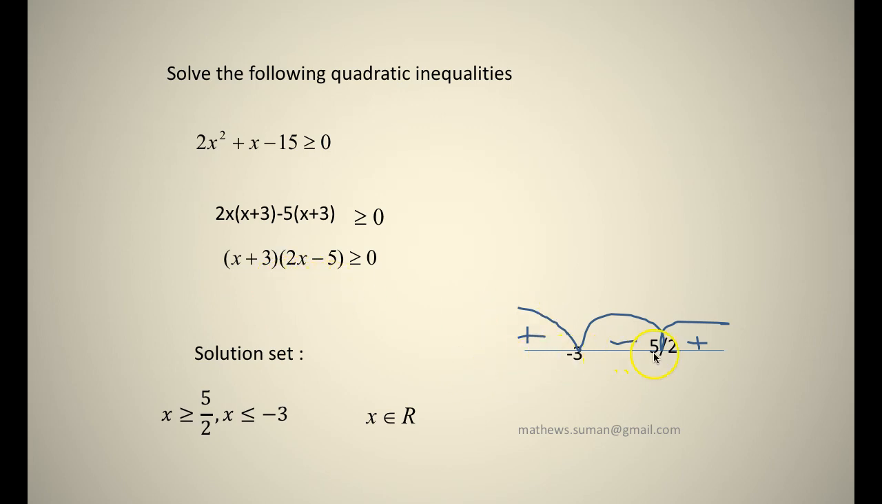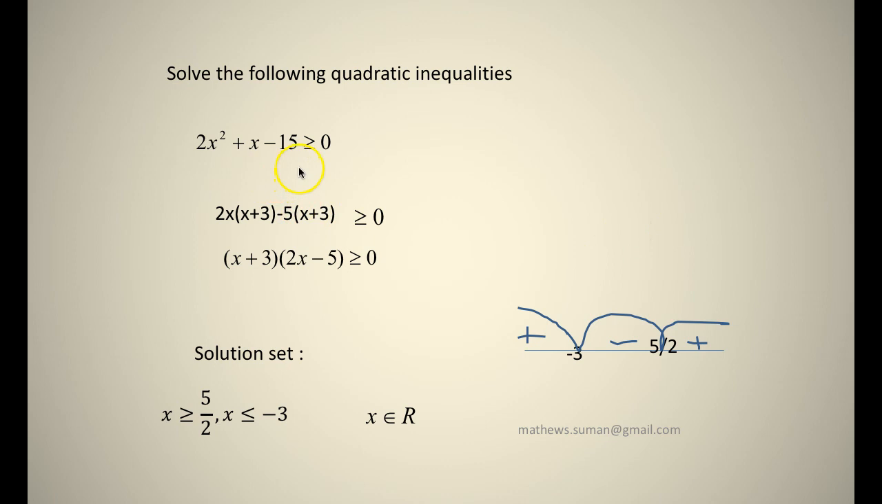So we plot minus 3 and 5 by 2 on the number line, and we divide the number line into regions: greater than 5 by 2, between minus 3 and 5 by 2, and less than minus 3. And this is an important technique to remember. From right to left, we mark alternate plus and minus. So there are three intervals here, so it is plus, minus, and plus.